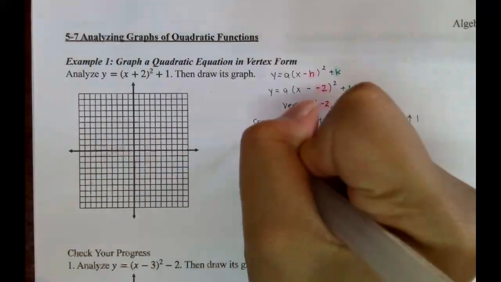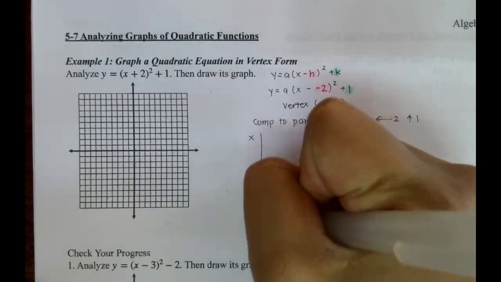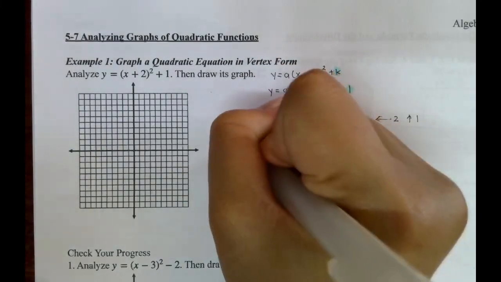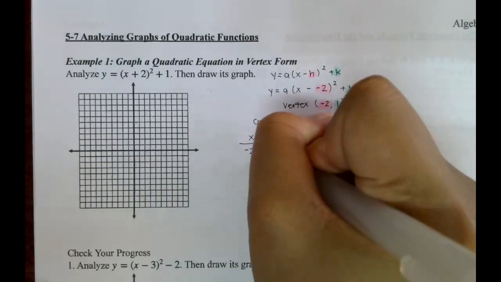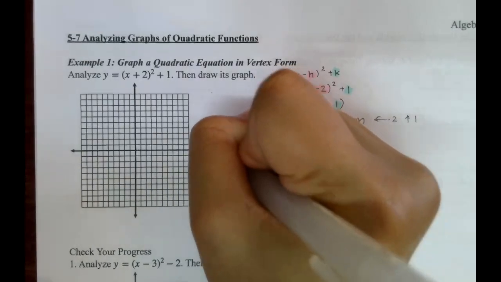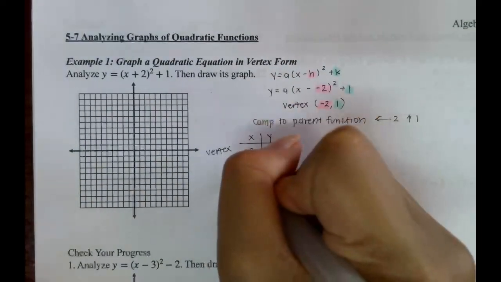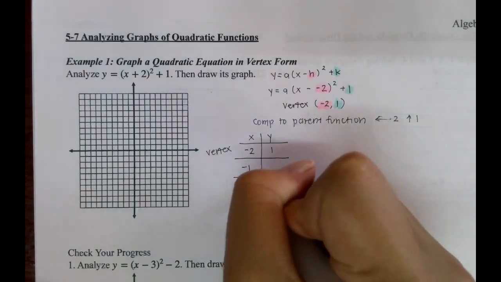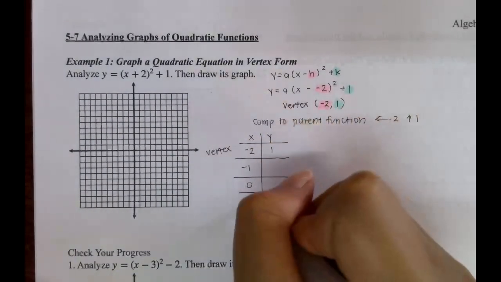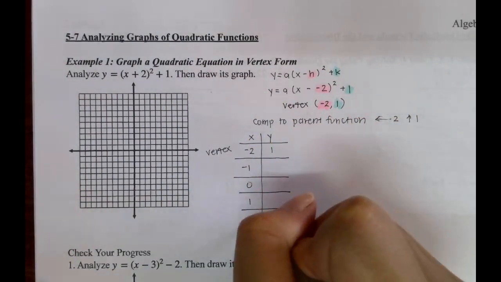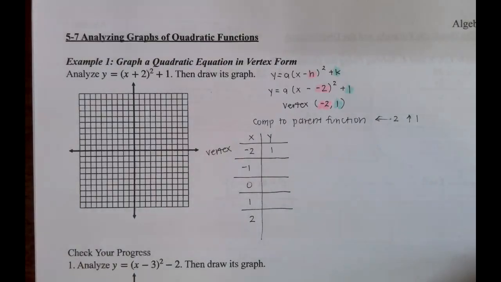Okay. So let's start by graphing things. So we're going to start with our vertex, which we know is at negative 2, 1. And so here's our vertex. And then, similar to when we're graphing in standard form, we're just going to plug in some x values after that. So negative 1, 0, 1, 2. I don't think they'll all fit, but we'll see what we can do.